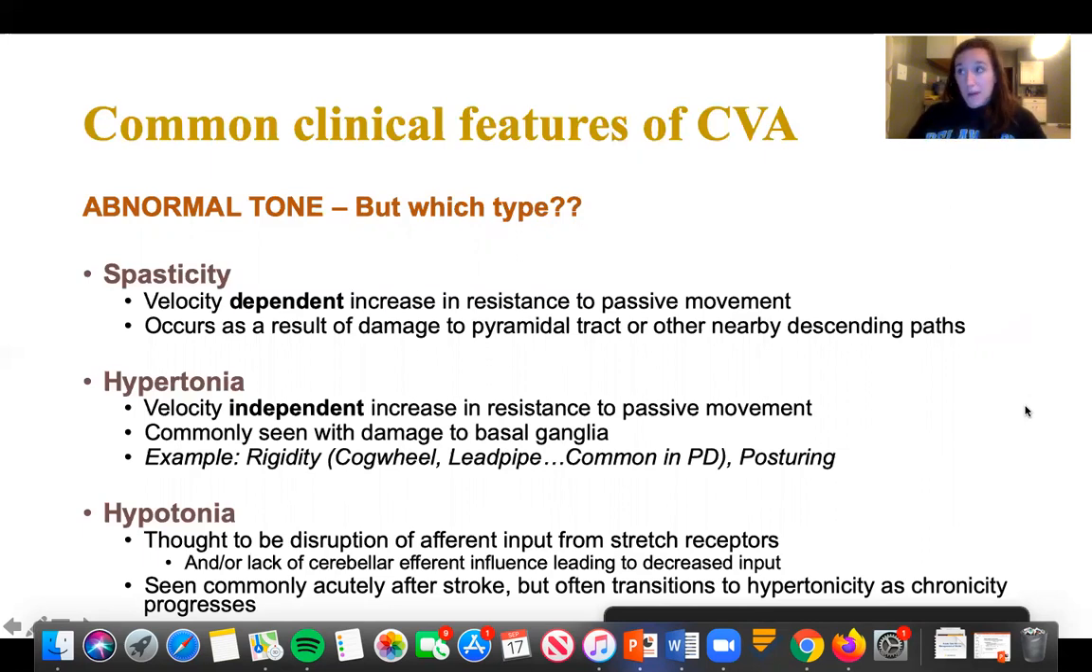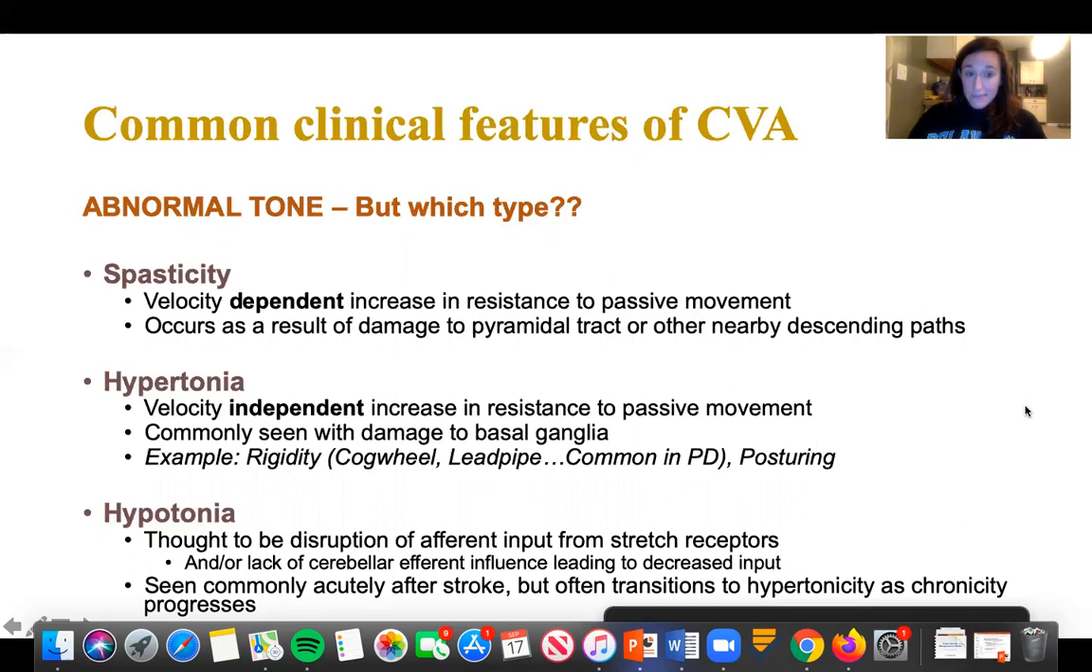Typically, upper motor neuron lesions are associated with an increase in tone. Typically, lower motor neuron lesions are associated with hypotonia. The one exception to that rule is that sometimes we will see acute hypotonia in involved limbs initially after a stroke. That tends to change to hypertonicity as the stroke becomes more subacute and chronic. By and large, if patients are going to have issues with abnormal tone after a stroke, it is going to be in some kind of increased fashion, whether it be spasticity, hypertonia, or both.